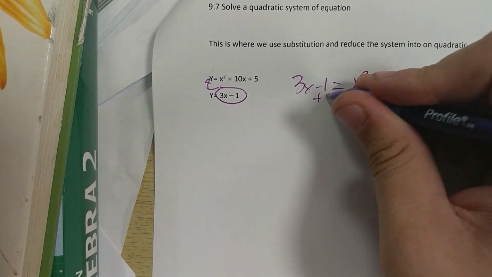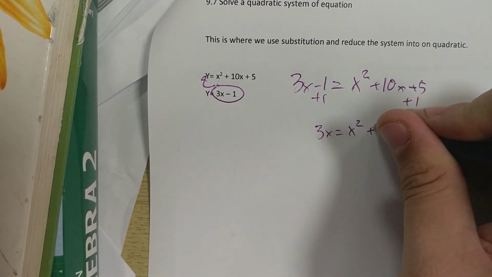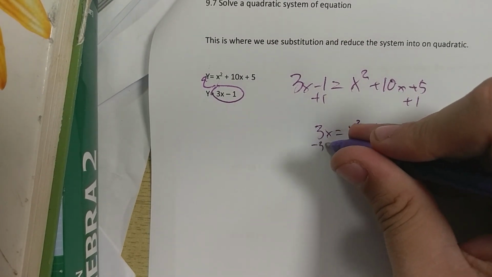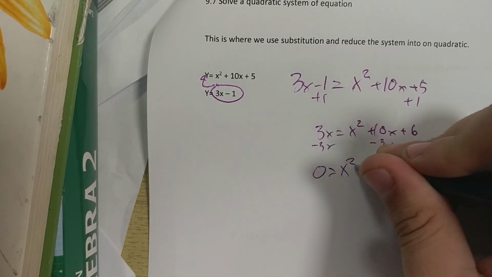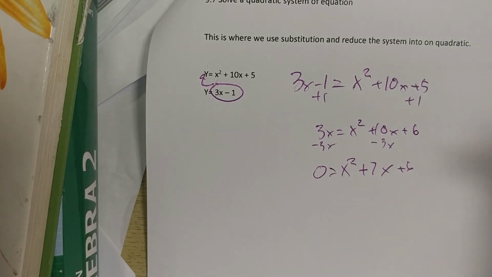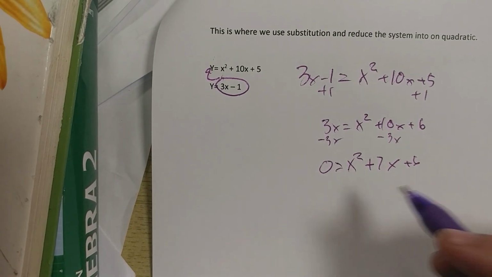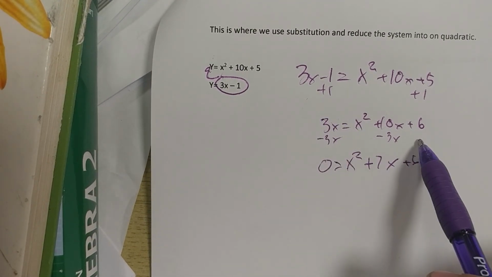Let's do a plus 1, plus 1. 3x equals x squared plus 10x plus 6, minus 3x, minus 3x. 0 equals x squared plus 7x plus 6. Now, because we're here, I think most people could get to this point.